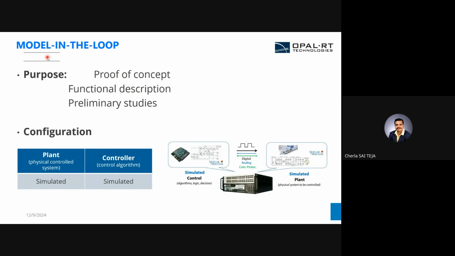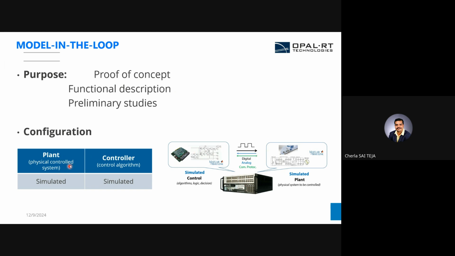The first phase of testing in a real-time simulation will be model in the loop simulation. The purpose of this is proof of concept. Here we'll be having the control logic and the plant model both simulated and running on a real-time platform. Why do we have to do this? It's like a proof of concept. One will be executing the project and verifying whether the plant response is in accordance with the control or not.